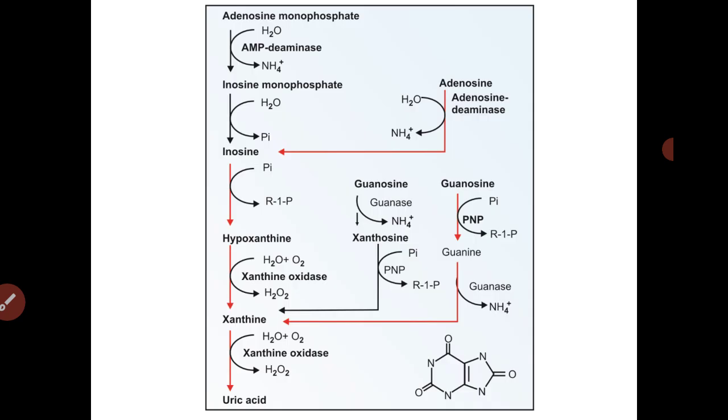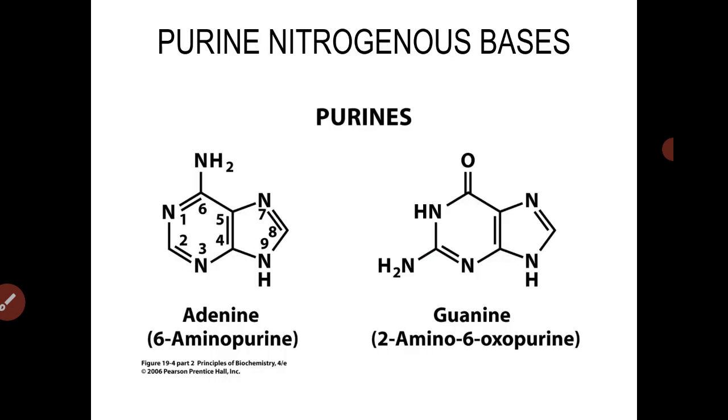Purine degradation. Adenine and guanine are the two common purines which get degraded to form uric acid. Adenine is 6-amino purine which gets degraded into uric acid, that is 2,6,8-trioxopurine, and guanine, which is 2-amino 6-oxopurine, which gets degraded to form 2,6,8-trioxopurine or uric acid.